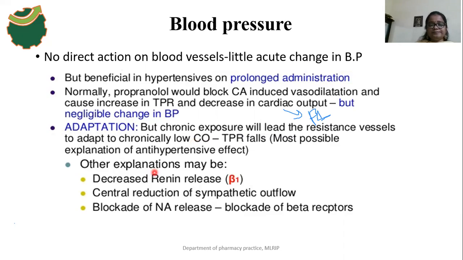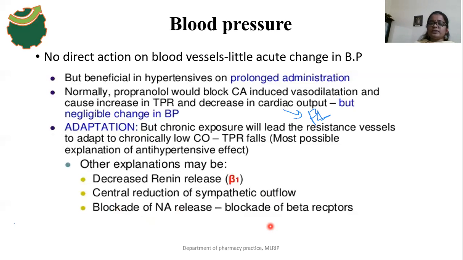Propranolol also decreases the release of renin, so the BP also decreases. There is a decrease in angiotensin 2 functions as a result of the decrease in renin release, which occurs due to blockade of beta 1 receptors. Propranolol also decreases the central sympathetic outflow, so the BP decreases. There is also a blockade of noradrenaline release due to blockade of beta receptors.